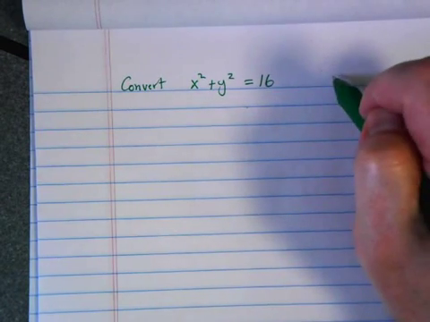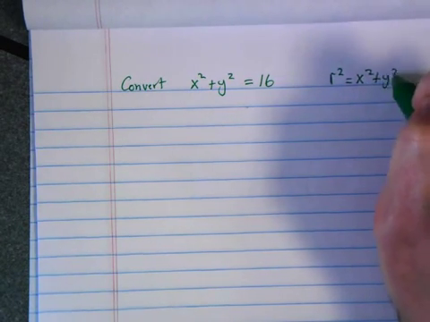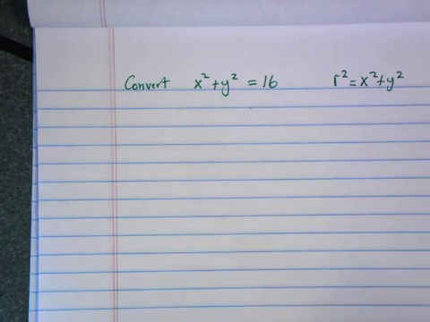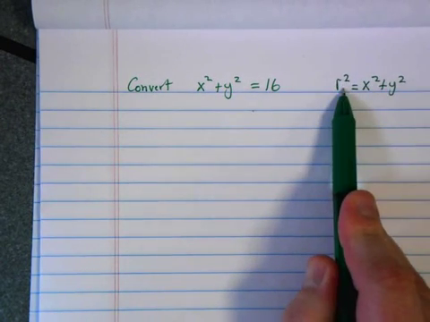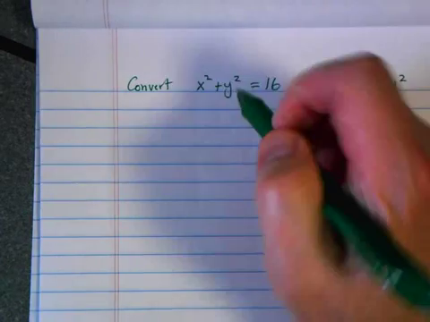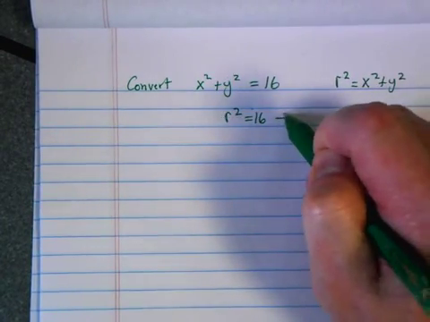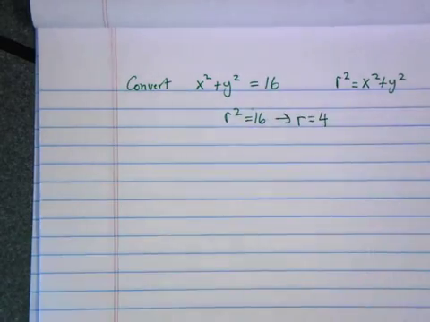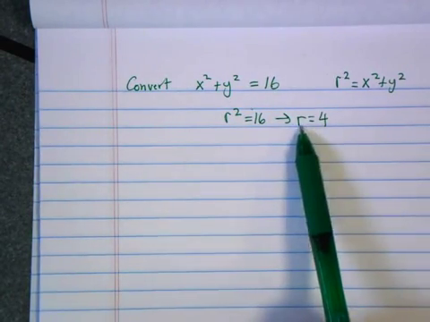Remember, our Pythagorean theorem said r squared equals x squared plus y squared. So if I want to convert x squared plus y squared into polar form, x squared plus y squared is r squared. So this is the equation in polar form. R squared is 16, and I can take the square root of both sides. The radius is 4, which makes sense. If this is a circle of radius 4, it makes sense that the equation is radius is 4.